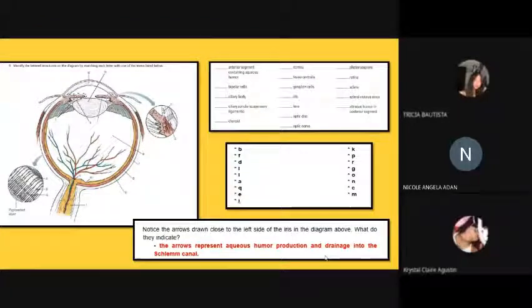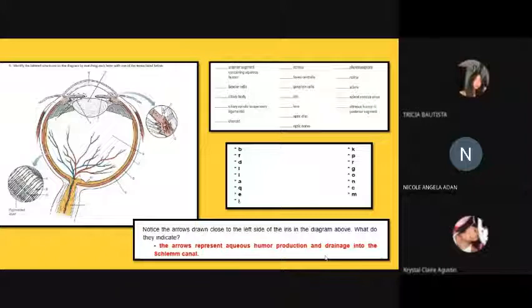Number six, we have the diagram here. Identify the lettered structures on the diagram by matching each letter with one of the terms listed below. We have the anterior segment containing aqueous humor. Letter B, bipolar cells. Letter F, ciliary body. Letter D, ciliary zonule, suspensory ligaments. We have J, and choroid, we have L.